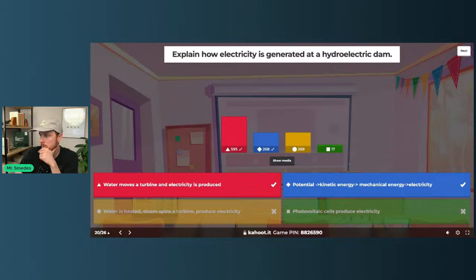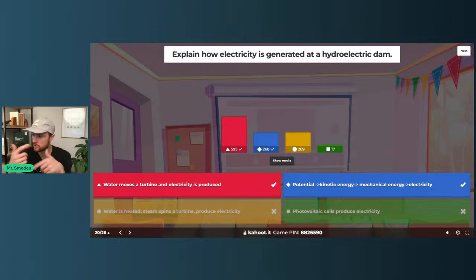All right, this one people did pretty solid on. I like the blue answer because it really walks through the actual science of this. Potential energy in the stored reservoir, that water that's built up behind the dam. Kinetic energy then, as water flows down the intake shaft, the penstock, and then it's going to spin the turbine.